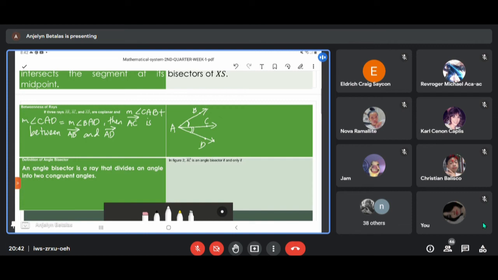Definitely, angle CAB and angle CAD have the same measure kay pareho ang number of arcs ang gibutang. So, the measure of angle CAB plus the measure of angle CAD is equal to the measure of angle BAD. So therefore, ray AC is between ray AB and ray AD. So ana siya ang betweenness of rays. Okay na?